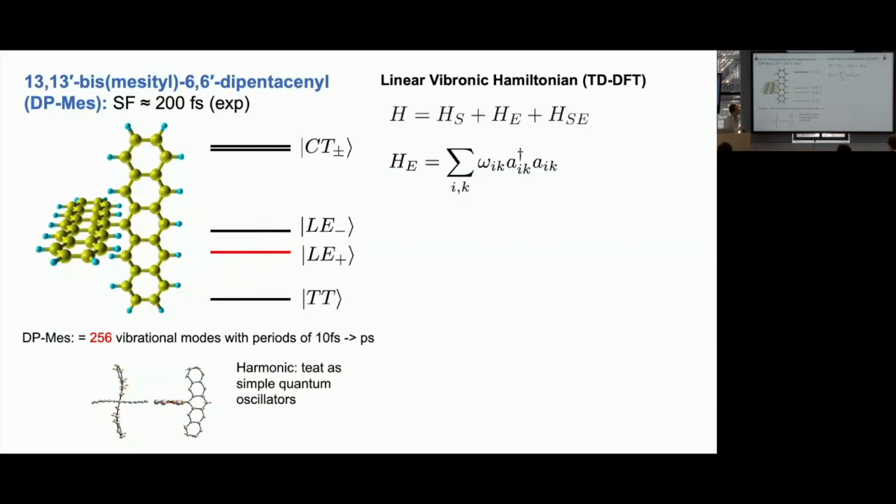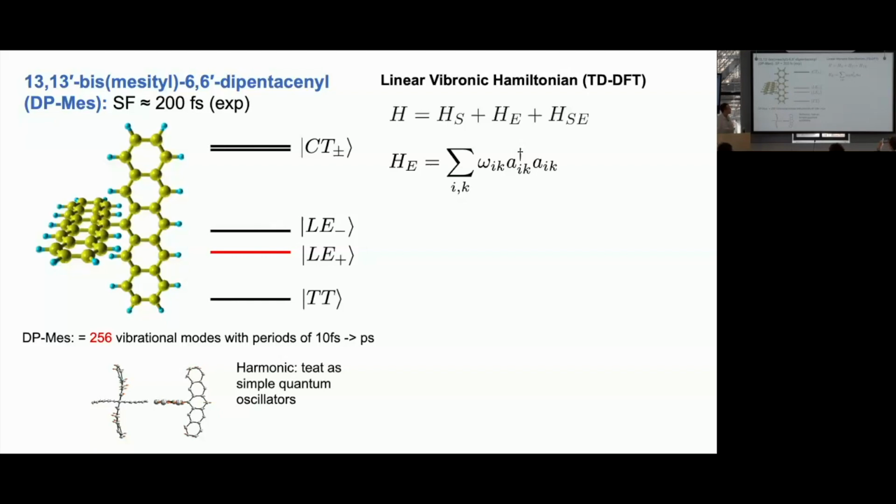Our system here are the electronic excited states of this molecule. So those are the two Frenkel excitons, only one of which is photoactive, can be excited, it's the bright state. A pair of charge transfer excitons, so the electrons and holes live on different molecules. And this triplet pair state, which is the lowest lying eigenstate.